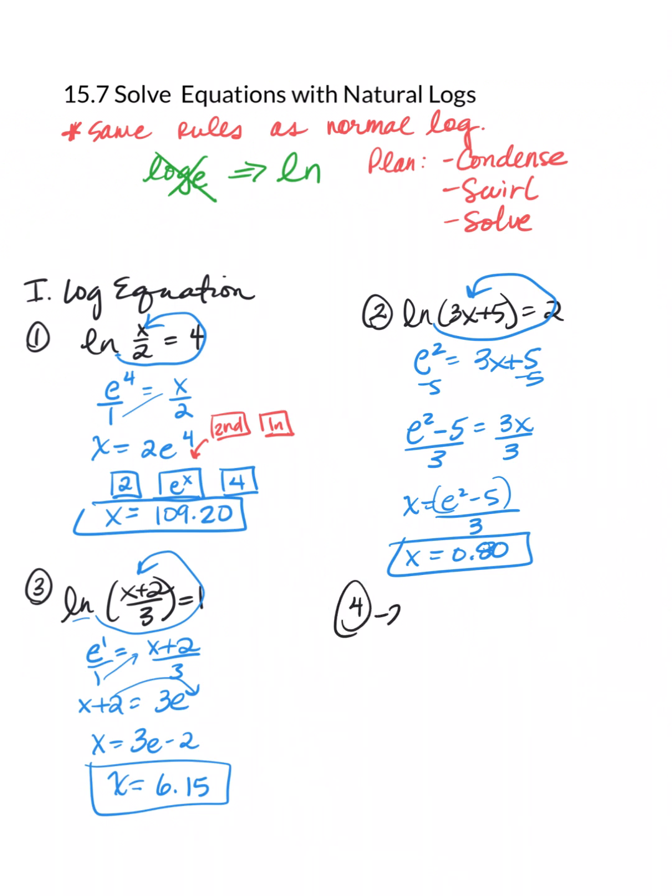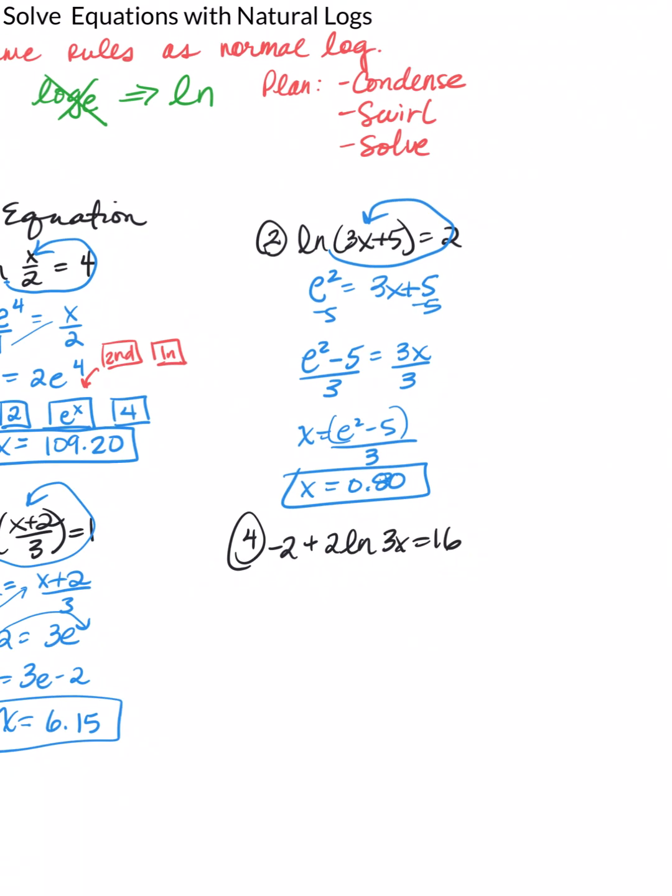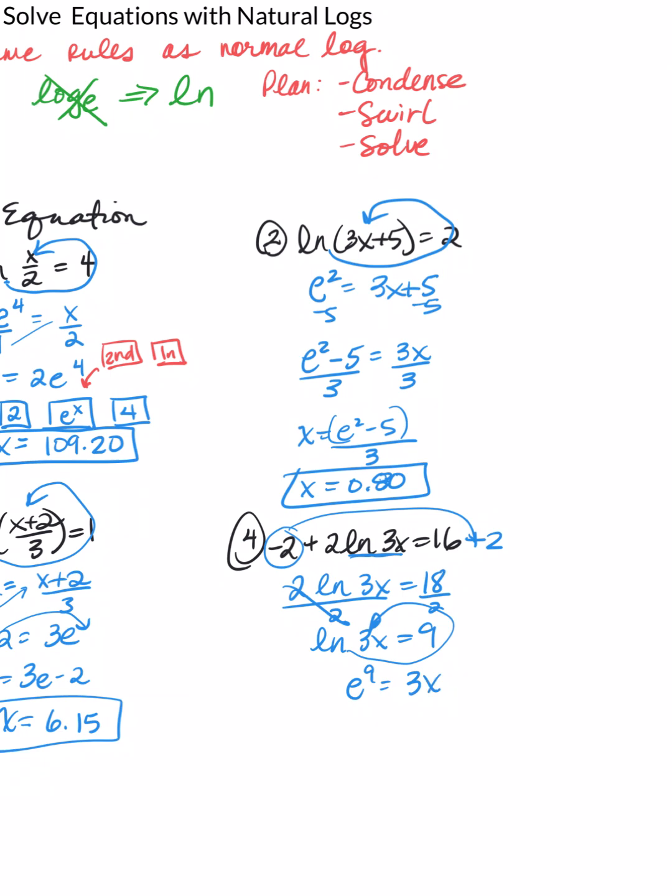Number 4, negative 2 plus 2 natural logs of 3x equals 16. Okay, so I need to isolate that logarithm, right? So I'm going to peel away everything until I get down to just this part. So the first thing I need to do is move that 2 over by adding 2. So I'm going to have 2 natural logs of 3x equals 18. Now I divide out the 2. So I'll have the natural log of 3x equals 9. Now I'm at the point that I can swirl it out. So e to the 9th equals 3x.